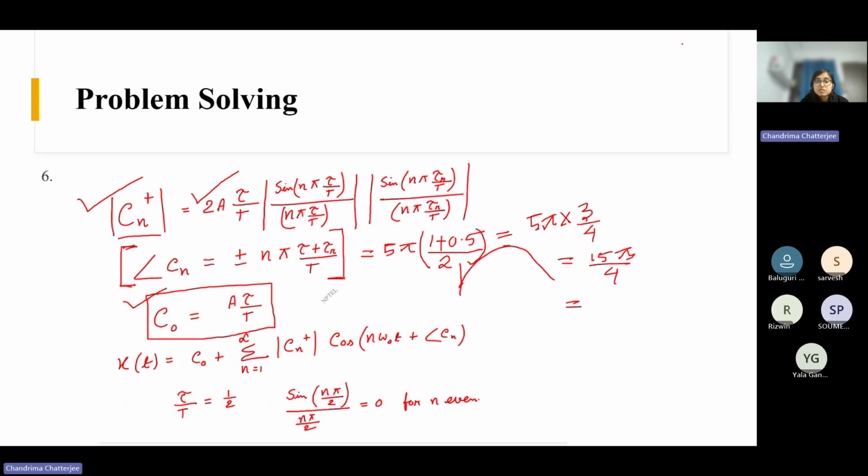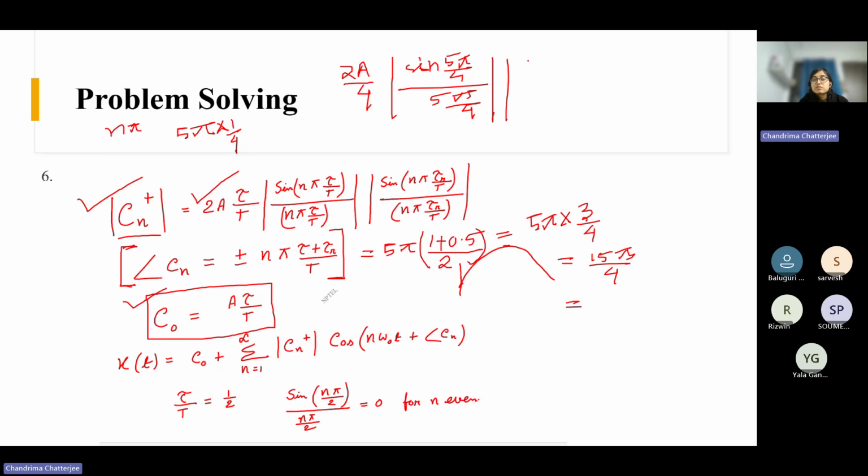So we will have two equations, okay? The first one will be 2A by T, with tau equal to 1 second and T equal to 4. So 2A by 4, and then n pi, so n is equal to 5. So 5 pi, and this is 1 by 4. So 5 pi by 4 sine 5 pi by 4, and here also 5 pi by 4.